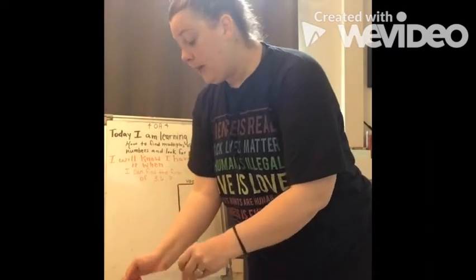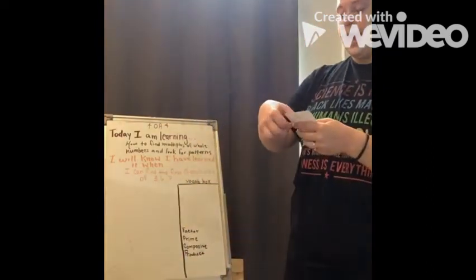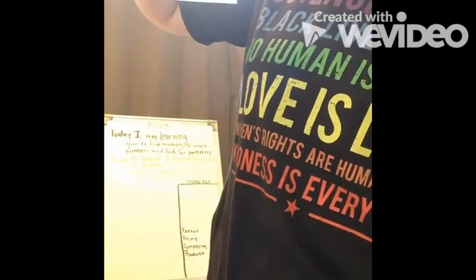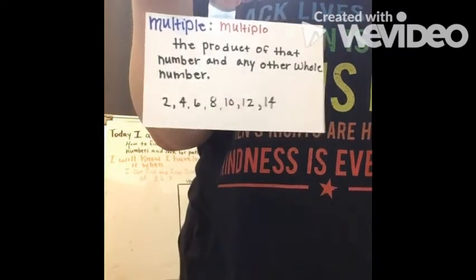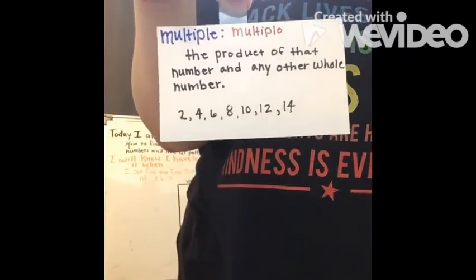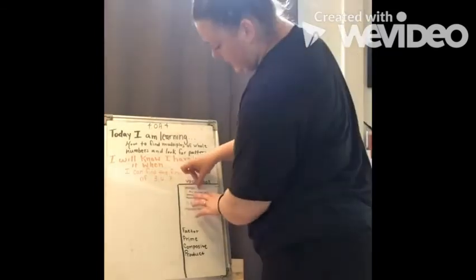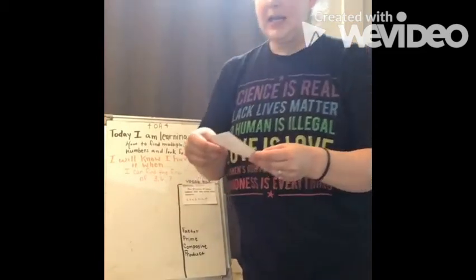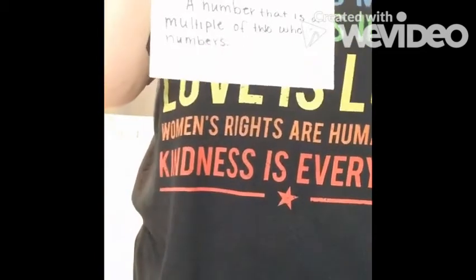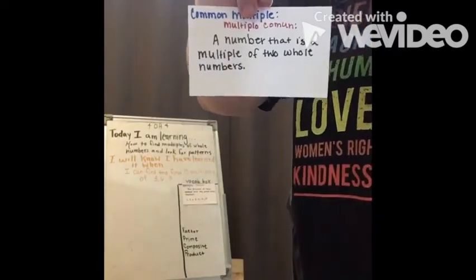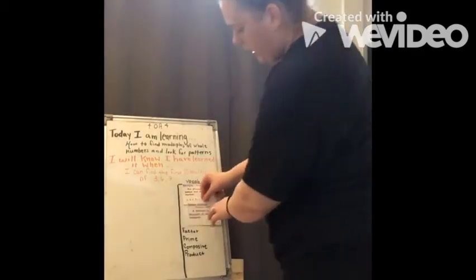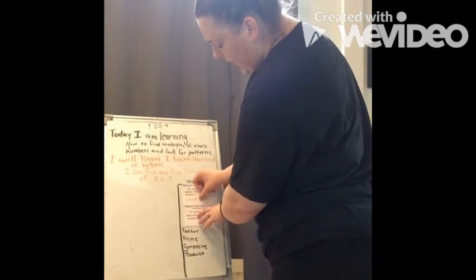The two vocabulary words we will be using the most today are multiple and common multiple. A multiple is the product of that number and any other whole number. So when we say things like 2, 4, 6, 8, 10, 12, we are saying the multiples. A common multiple is a number that is a multiple of two whole numbers. So a common multiple will be a multiple that two numbers share.